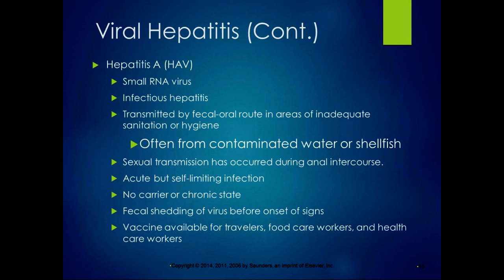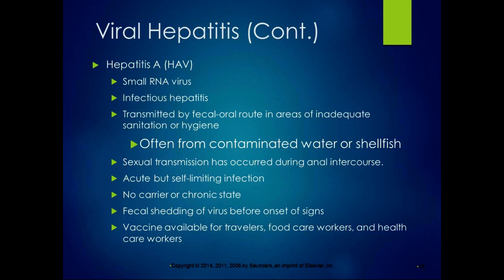Hepatitis A is a small RNA virus. It's infectious hepatitis. It's transmitted by fecal-oral route in areas of inadequate sanitation or hygiene, often from contaminated water or shellfish. It can be transmitted sexually once somebody has it during anal intercourse, so that's good to know to avoid that. It's acute, but it's self-limiting, and it doesn't go into a chronic state, and you don't become a carrier.